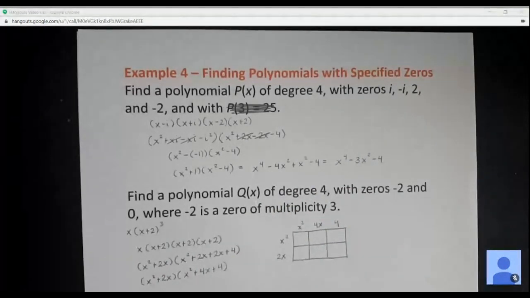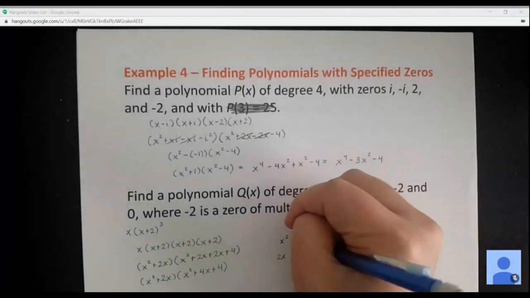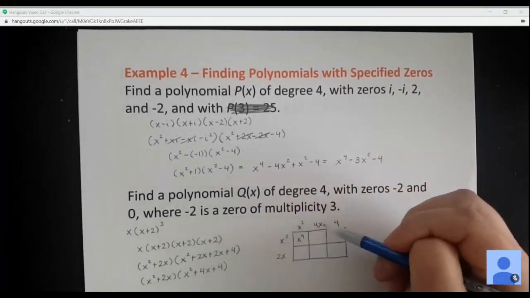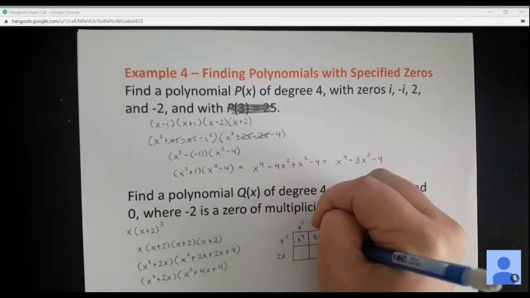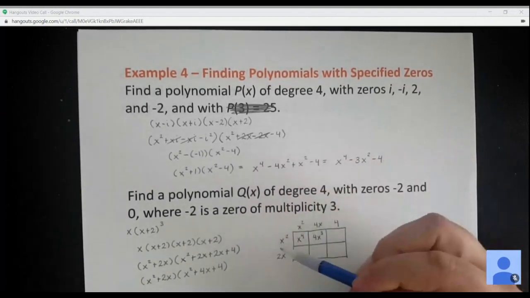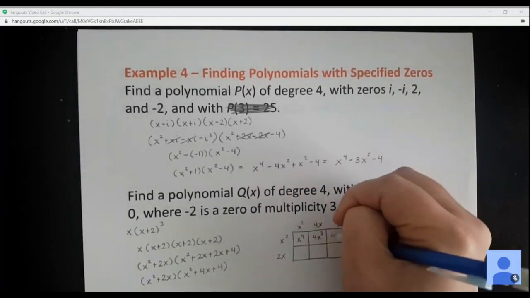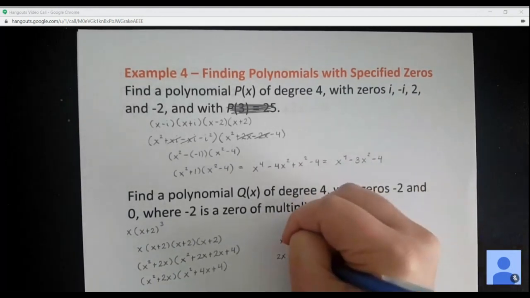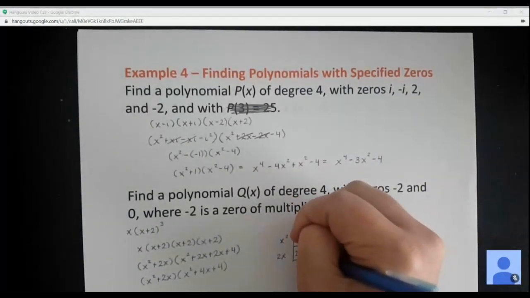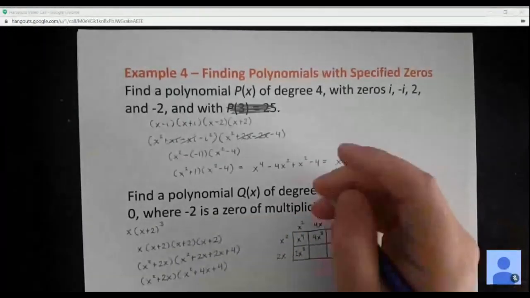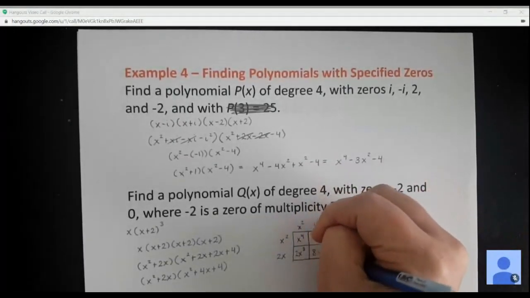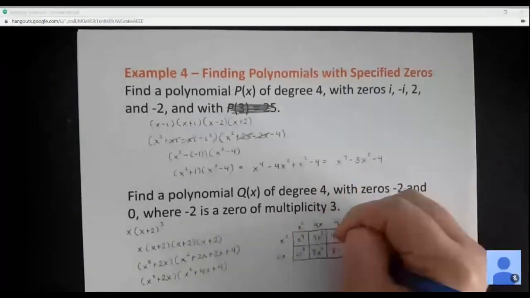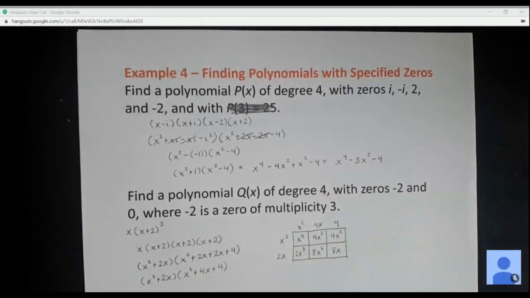So now when we multiply, x squared and x squared should be x to the 4th. X squared times 4x, it's 4x cubed. X squared and 4, 4x squared. 2x and x squared, 2x cubed. 2x and 4x, 8x squared. 2x and 4, 8x.